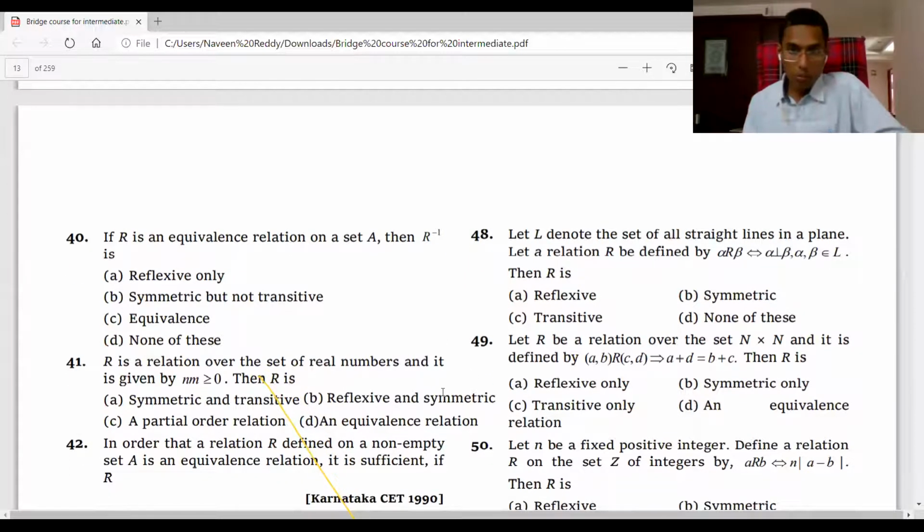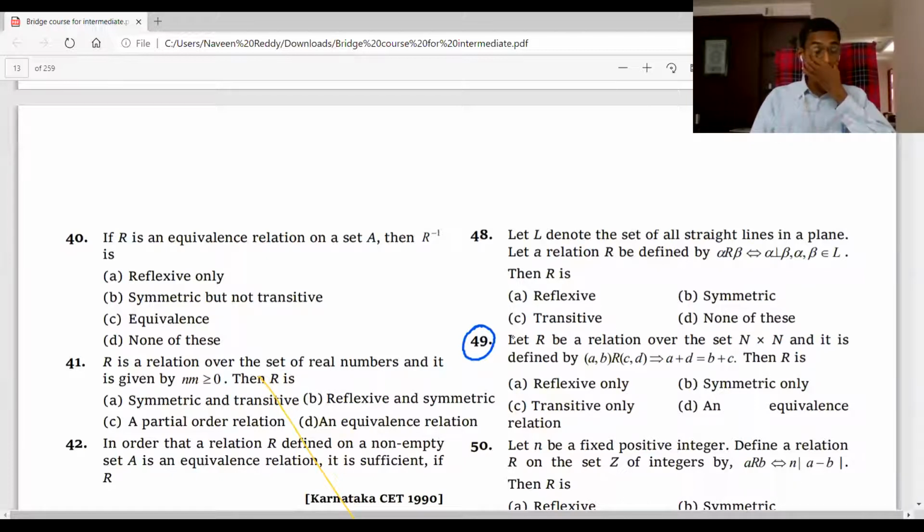Okay, 49, I'll explain one question. So 49 I'm discussing. So this model we'll discuss first, then we can see the others.